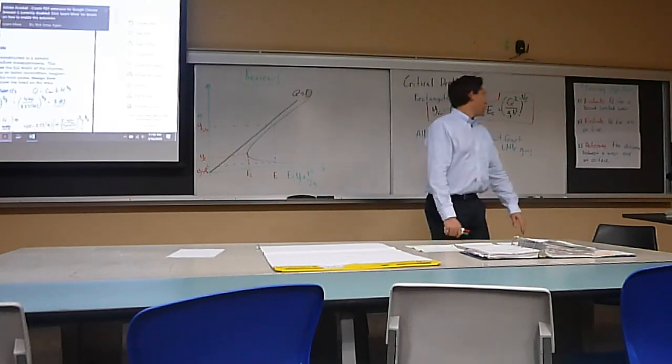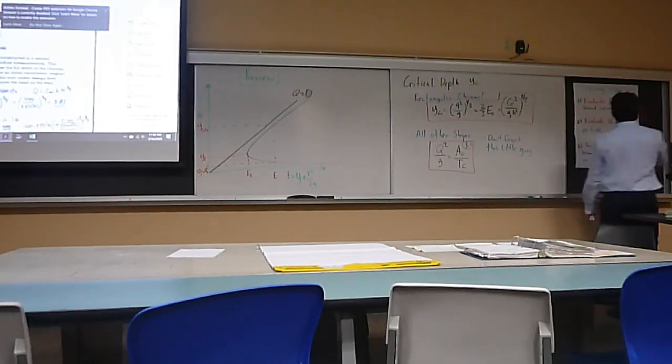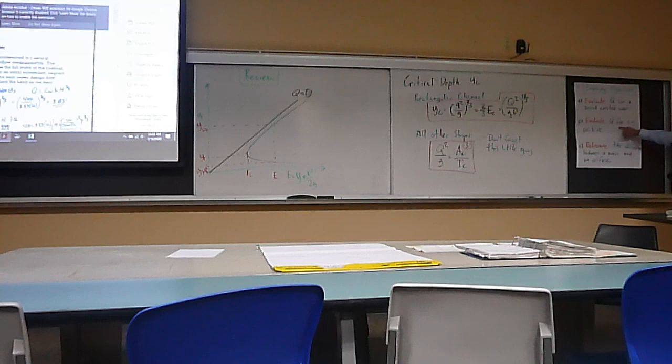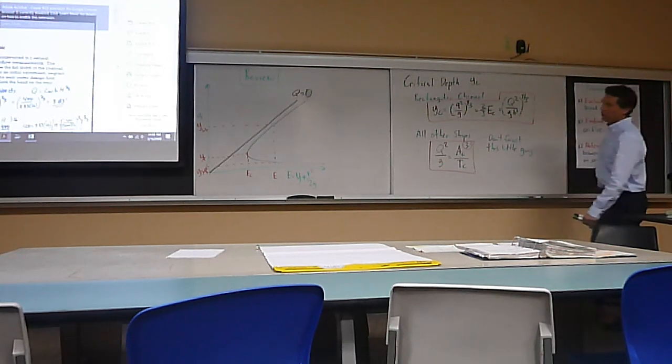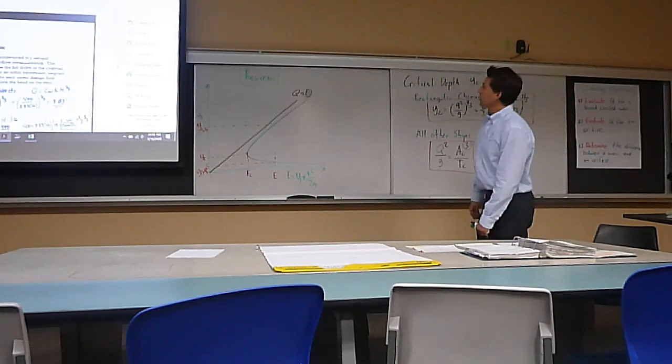So today our learning objectives are that you can evaluate Q for a broad-crested weir, evaluate Q for an orifice, and determine the difference between a weir and an orifice. So before we get started, a little bit of quick review.